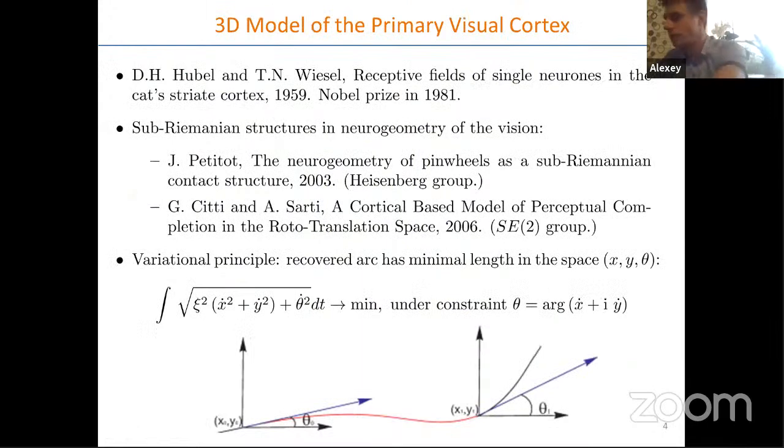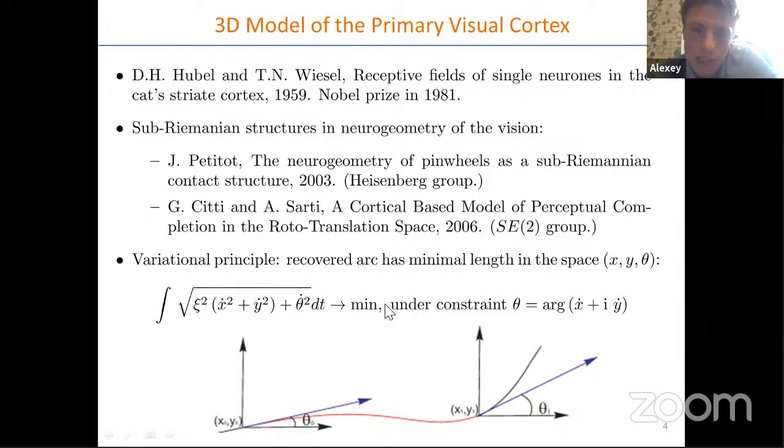Okay, this classical observation was first made by Hubel and Wiesel in 1959, who discovered the hypercolumnar structure of the visual cortex. Then the mathematical model was formulated by Jean Petitot, who initially introduced the Sub-Riemannian structure on the Heisenberg group. And then it was consequently developed by Giovanna Citti and Alessandro Sarti, who proposed to use the group of roto-translations of the plane.